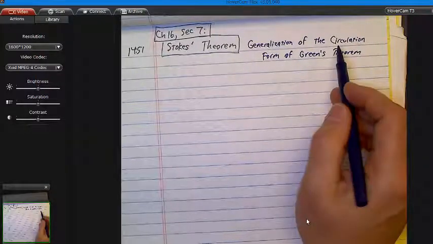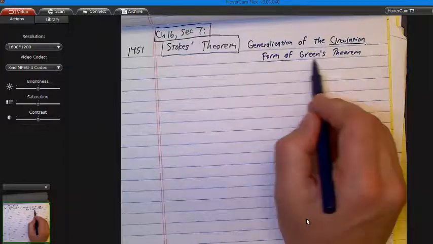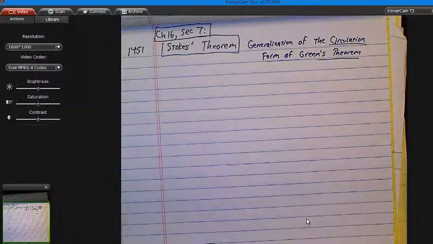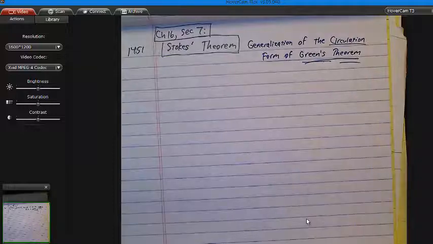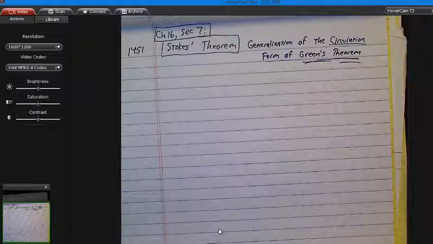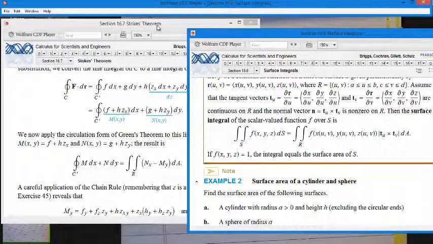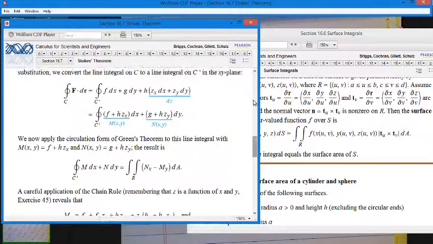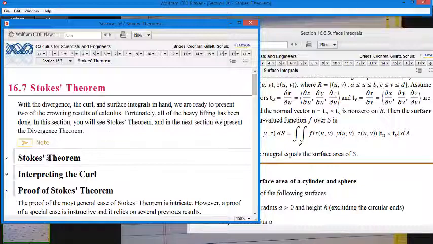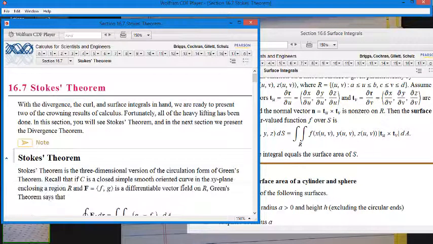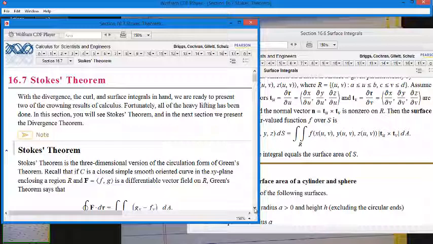So again, you're going to want to know this for the exam. You're going to want to know what Green's theorem says for the exam. But what are we going to be doing for this homework? Okay, we're going to up it a dimension. That's really what's happening. So if we take a look, let's just see what it says. Well, first thing on the board that they're going to put is something we need to know.